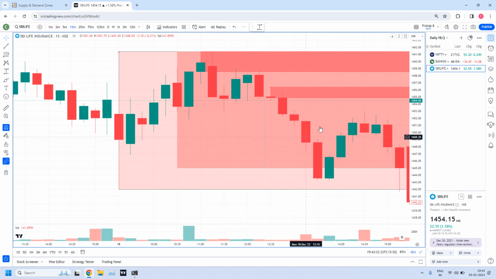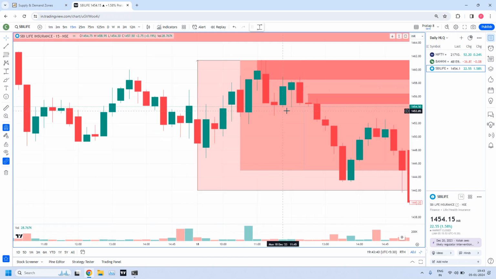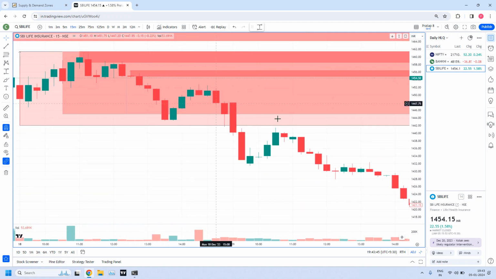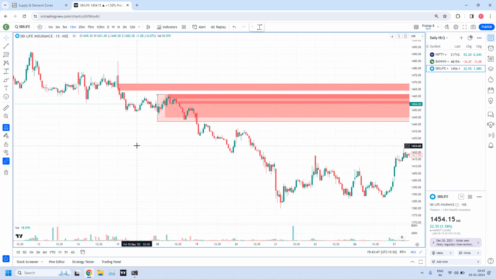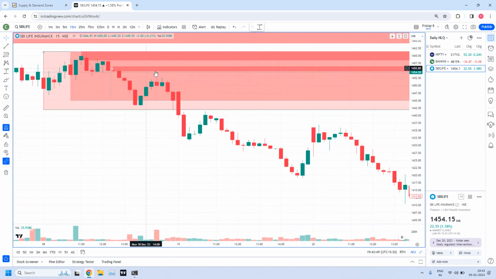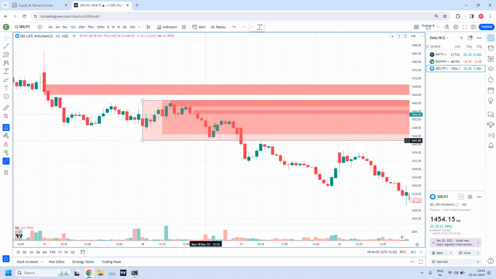The reason is this supply zone, this 15-minute supply zone, is already tested. See here, we have a rally base drop, and after that prices turned up again. It gave the first test, it gave the second test, 2 times. That means some of the pending orders in this zone are consumed. If that is the case, how can we trust this zone? So that is the reason why we didn't plan the trade in this zone.